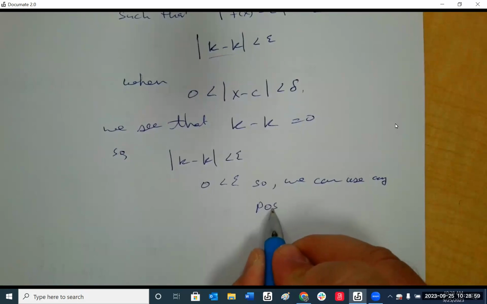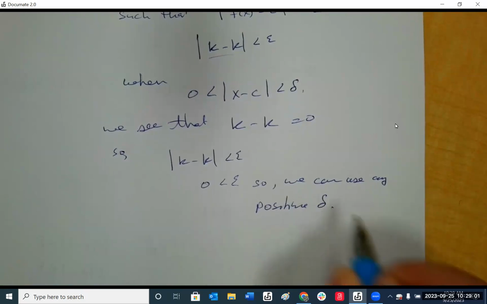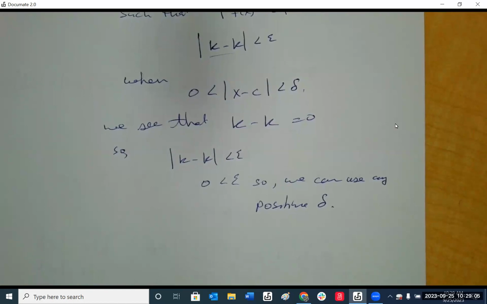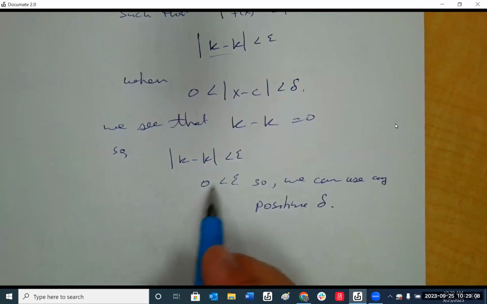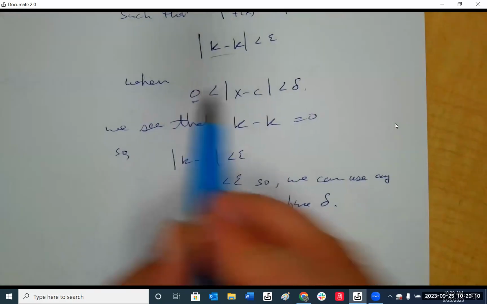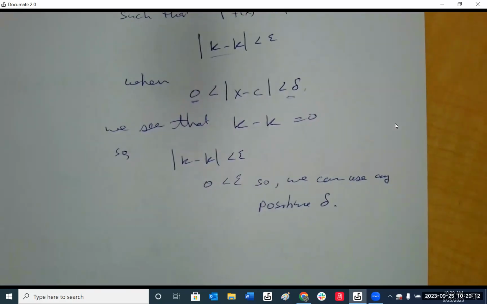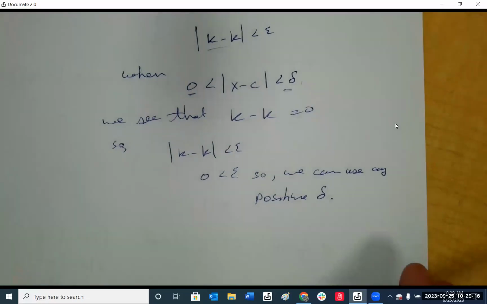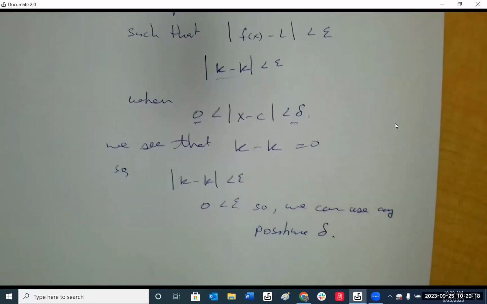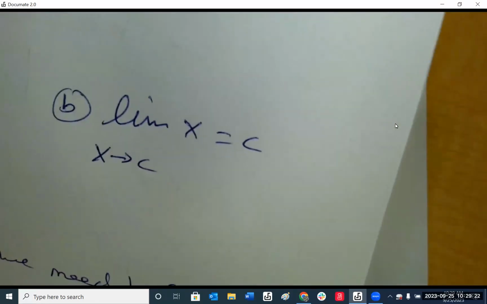This works for any positive delta, because epsilon is automatically greater than 0, and delta is automatically greater than 0. All right, let's look at B.